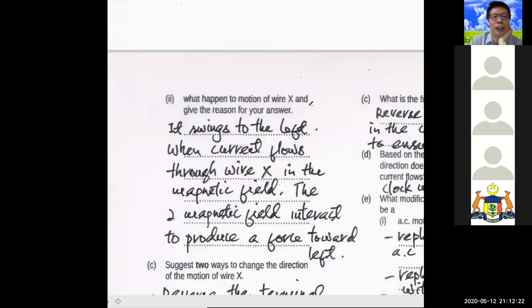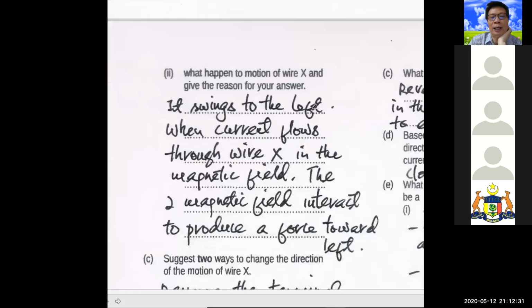What happened to the motion of wire X, and give the reason? Okay, I told you already, right? So the answer, you can read yourself. It swings to the left. The wire will swing to the left side. Then you explain: when current flows through wire X in the magnetic field, because the current goes through the permanent magnetic field, the two magnetic fields interact to produce a force towards the left. So the answer is as simple as that.